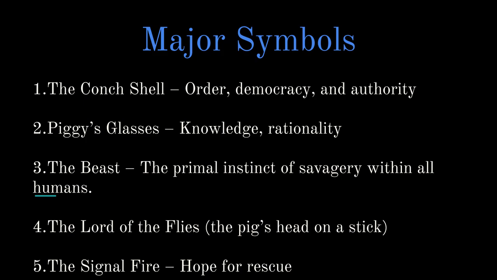The first one is the conch shell, representing order, democracy, and authority. Piggy's glasses show knowledge and rationality. The third one is the beast, the primal instincts of savagery within all humans. The fourth one is the Lord of the Flies, the title itself, the pig's head on a stick. And the last one, the fifth, is the signal fire, the hope of rescue, which is also made by Piggy and that is also killed by Ralph.